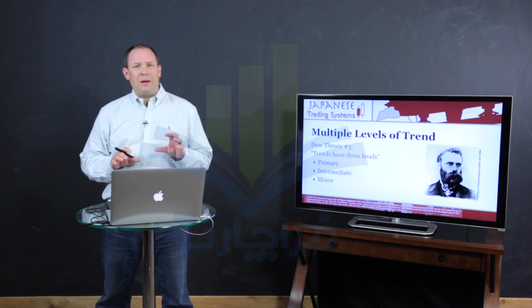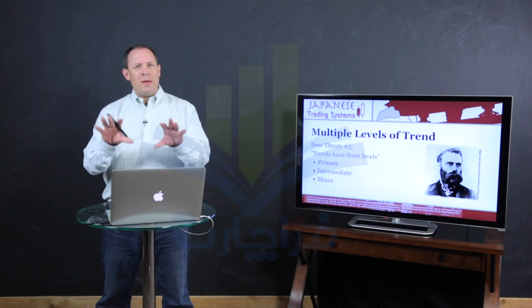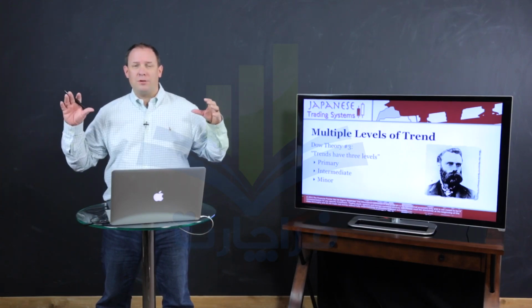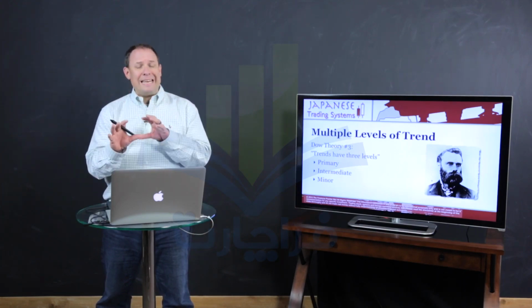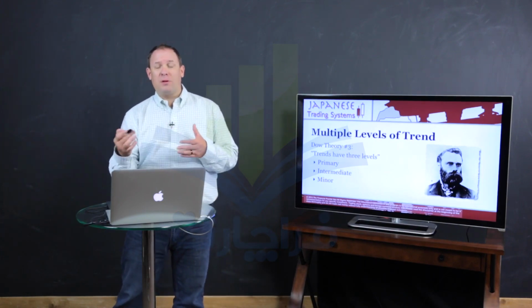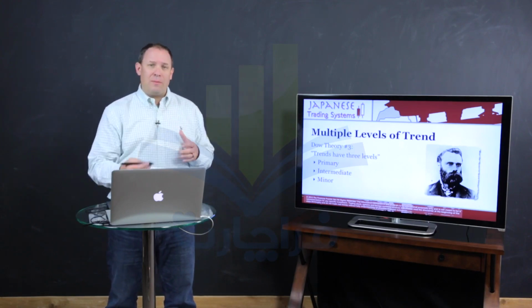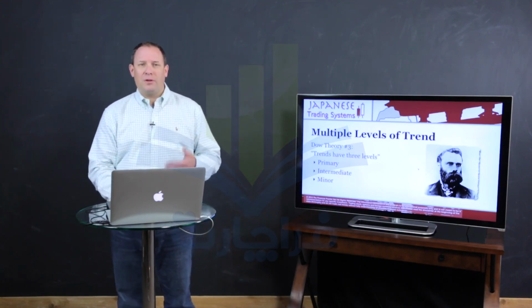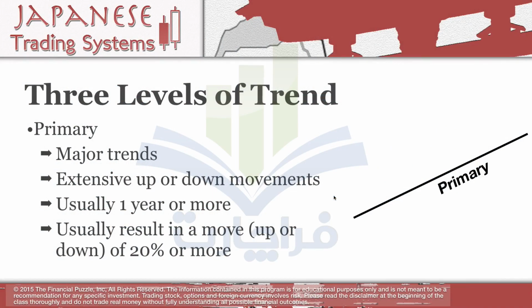Where the multiple time frame analysis comes in is when you zoom in to a smaller time frame or zoom up to a larger time frame, you can often see a clearer picture of that trend, which looks like either the primary, the intermediate, or the minor level of the move. So let's look at these really fast. With the three levels of the trend, the primary trend is going to be the major trend. This is going to be an extensive up or down movement. Usually it's a year or more, and it's typically going to result in a move of 20% or more of the preceding trend, more often than not.